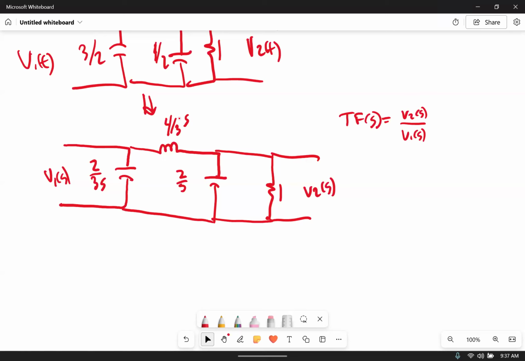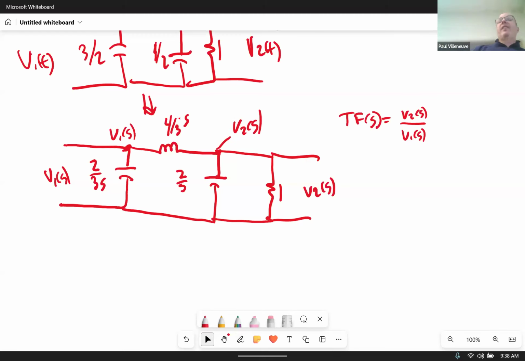Let's do nodal analysis. If you do nodal analysis, you have a node here, and you only have one node there. You only got two nodes. The first node is V1 of S, and the second node is V2 of S. If I do everything from a nodal analysis perspective, I don't have any other variables that I have to tease out. I've got everything multiplying either V2 or V1. So doing nodal analysis is the fastest way to do this.